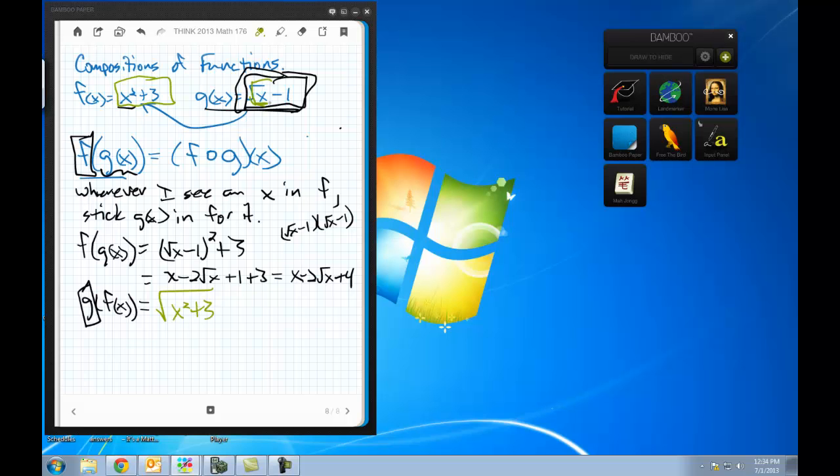The square root's not an x. It's just along for the ride. Stuff this x squared plus 3 in wherever I see that x. That's where this showed up. And then minus 1. It's just a rule. Wherever you see an x, stick in the thing that's inside of the dominant function. Nothing to it. Now let me give you one more little juicy one.